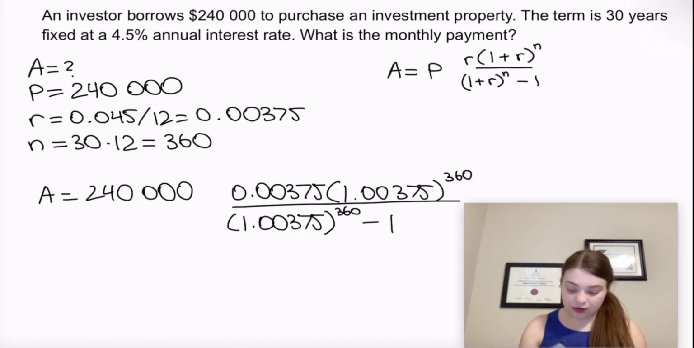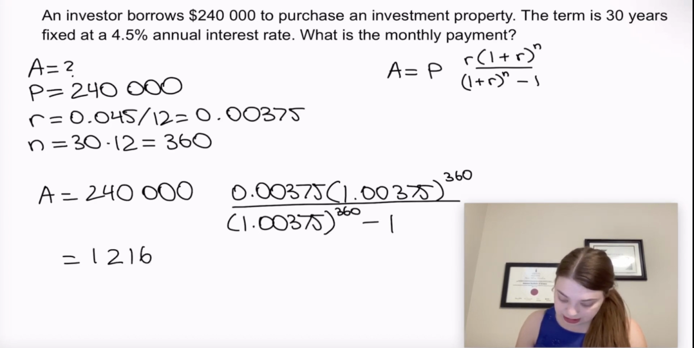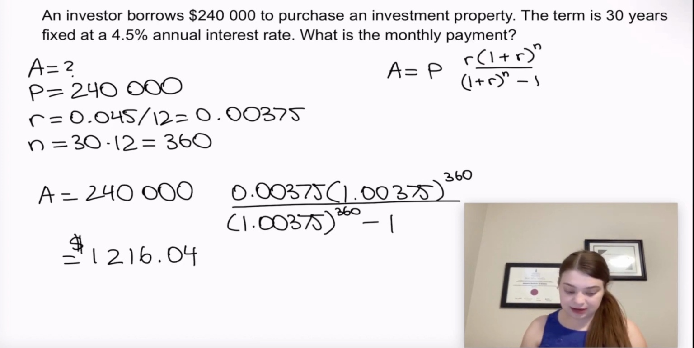Okay, and then whatever answer I got there, I'm going to multiply by 240,000, hit equals again, and I get that the answer is $1,216.04. So therefore, the investor must make this payment 360 times in order to fully pay off the $240,000 balance on the investment property.